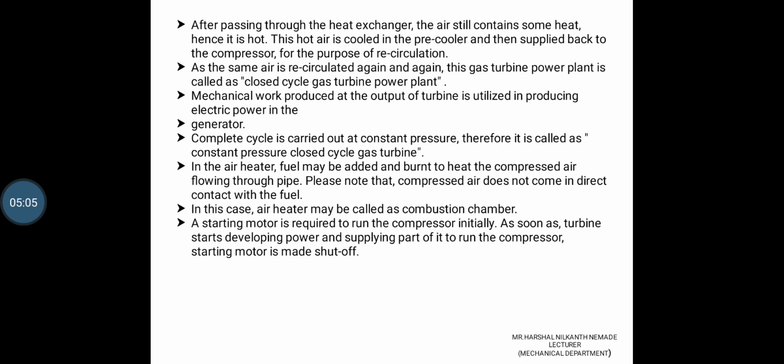After passing through the heat exchanger, the air still contains some amount of heat, hence it is hot. This hot air is cooled in the pre-cooler and then supplied back to the compressor for the purpose of recirculation. As the same air is recirculated again and again, the gas turbine power plant is called a closed cycle gas turbine. The mechanical work produced at the output of the turbine is utilized to produce electric power in the generator.